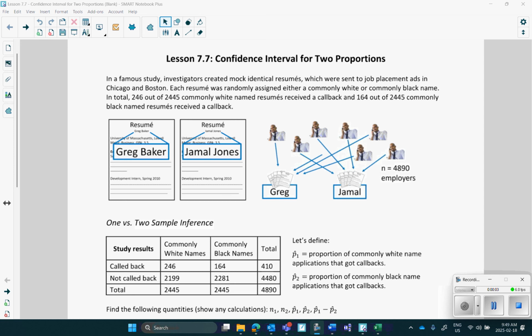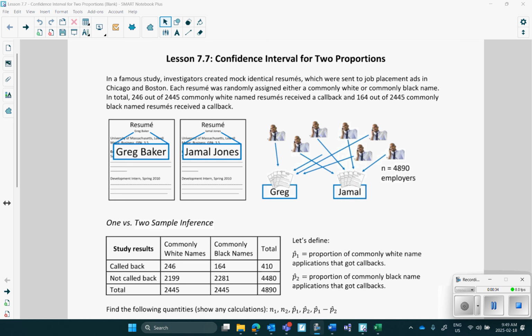So what we use on our graphing calculator for a confidence interval for two proportions and a hypothesis test for two proportions is going to be the same. Or sorry, it'll be a slightly different function, but the same idea. Anyway, we're going to use this example for the last two lessons, and we've seen this example before earlier on in the year.